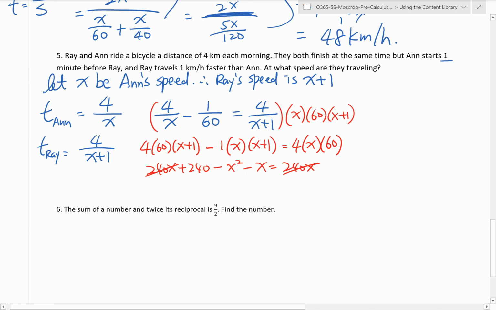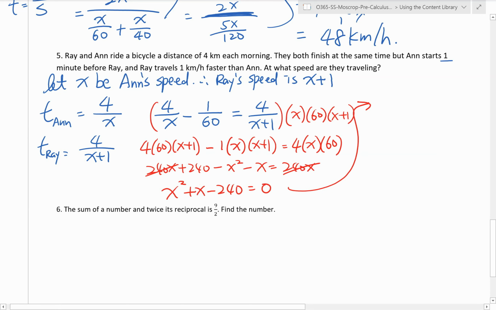Now I'm going to solve for x squared. I'm going to make it equal to 0. It already is equal to 0, but I don't like it when x squared is negative. So I'm just going to make it positive by moving everything to the right. Well, I guess I didn't. I still made it on the left. It doesn't matter. Okay, so x squared plus x minus 240 is 0.